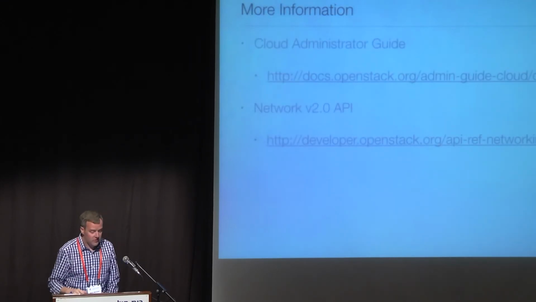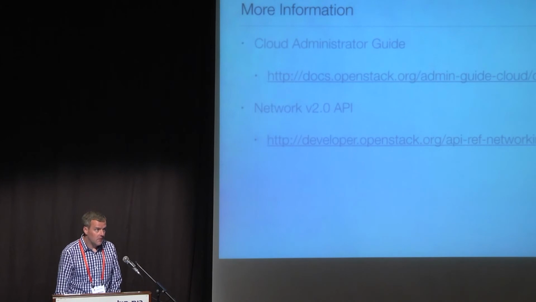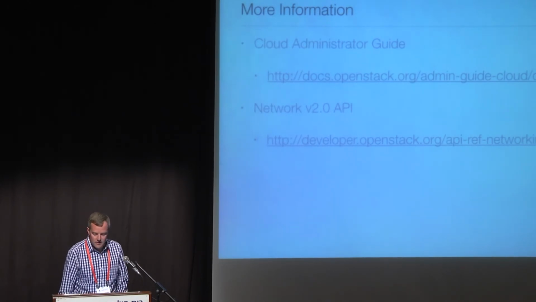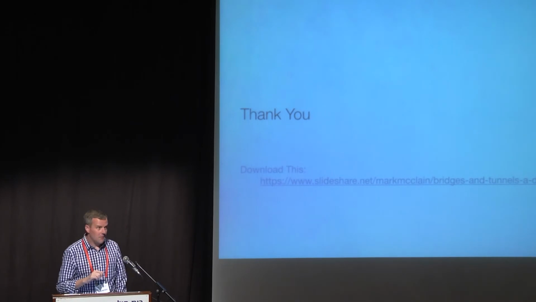Lastly, more information if you're interested. The Cloud Administration Guide for Neutron is available at docs.openstack.org, and the network API, if you're interested in how the calls are actually structured, is at developer.openstack.org. I know it went kind of fast with the slides, so they're available. I posted them. Questions?